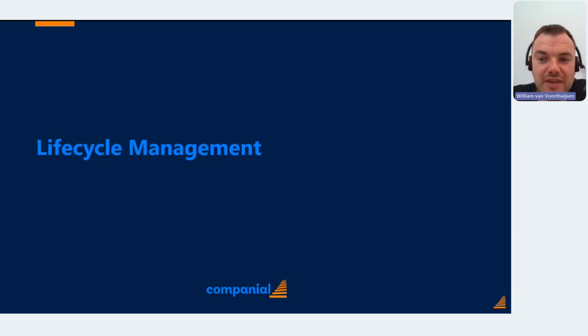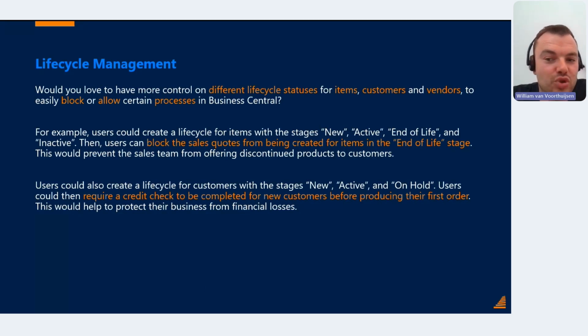So to get started with lifecycle management, you can imagine that some people want to have more control about different lifecycle statuses for items or customers or vendors, and then based on that, block or allow certain processes within Business Central. So, for example, take items as an example. You can work with the lifecycle statuses new, active, and end of life. And you can then block that items with the lifecycle status new or end of life.